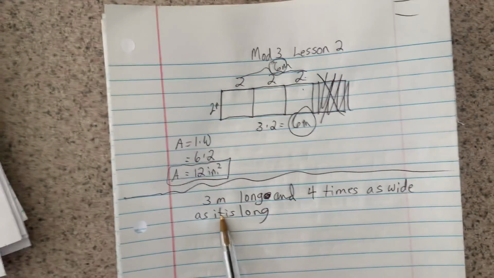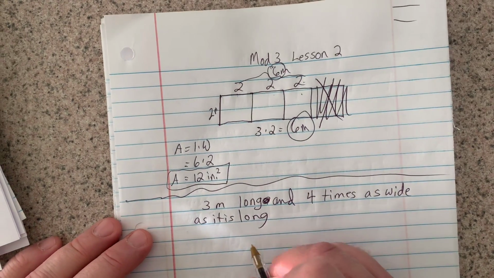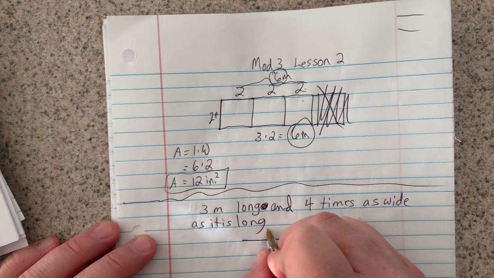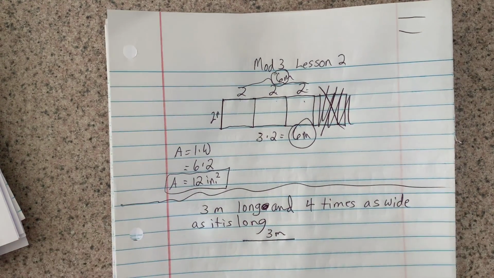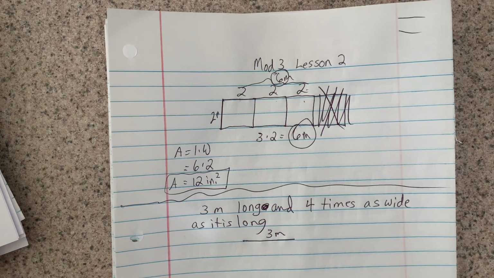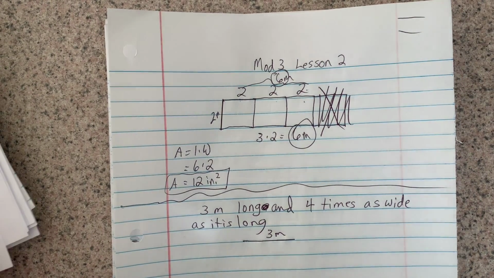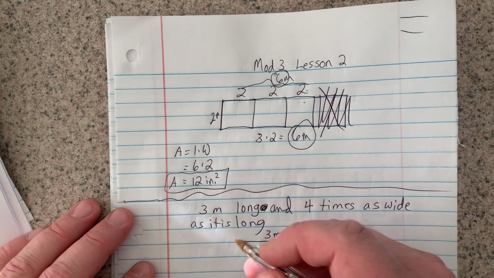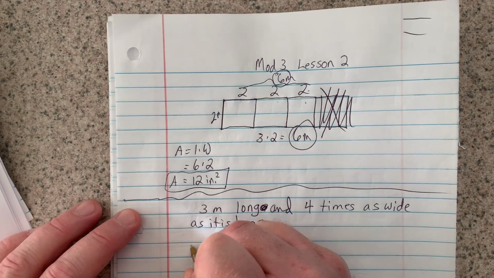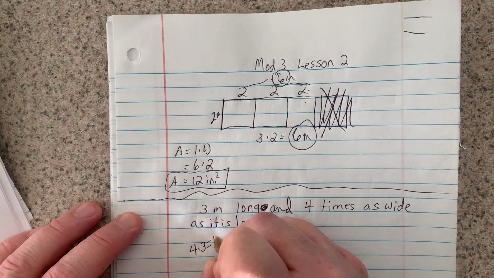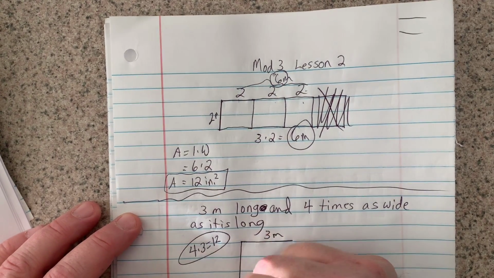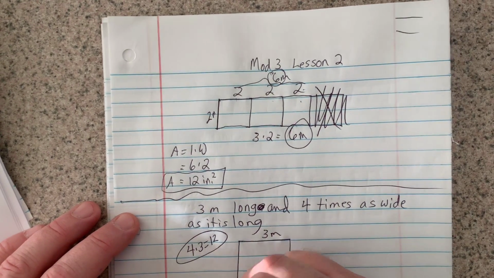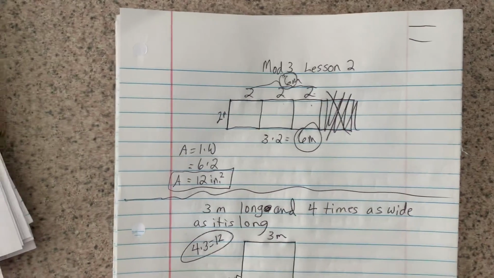So we have 3 meters long. So let's say 1, 2, 3. Just kind of rough draw it in there. 3 meters long, and then 4 times as wide as it is long, right? So 4 times 3 equals 12. So this will be 12. I didn't make it 12 lines, I just want to make it so big. Okay, so that's 12 meters, right?